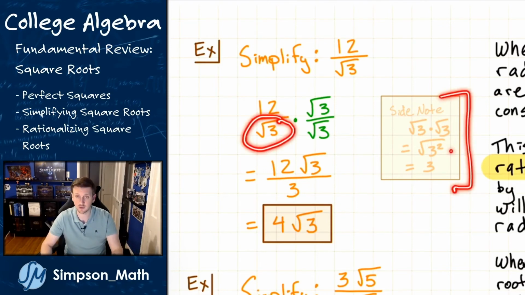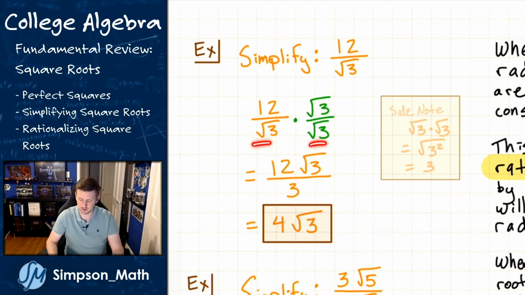Because this is square root of 3 times square root of 3, which is square root of 3 squared, or square root of 9, which is then just 3. So I know that square root of 3 times square root of 3 is just 3. And then I multiply top times top, and I end up with 12 square root of 3. Now, I can reduce a little bit further.